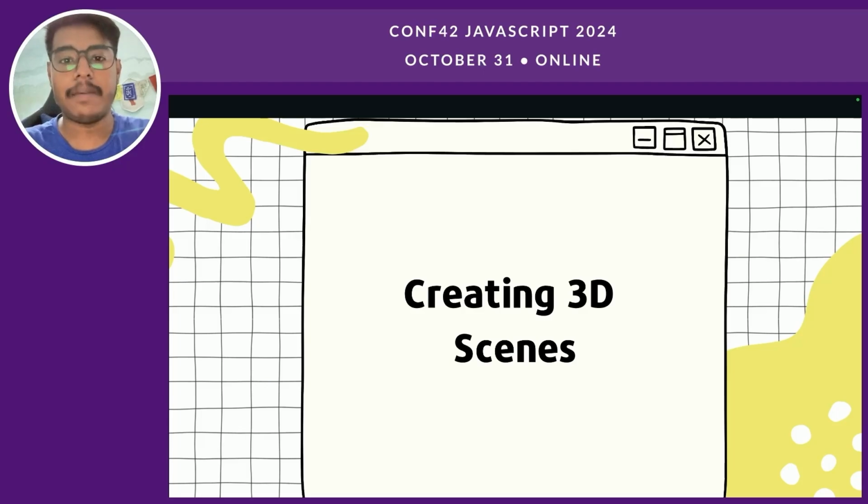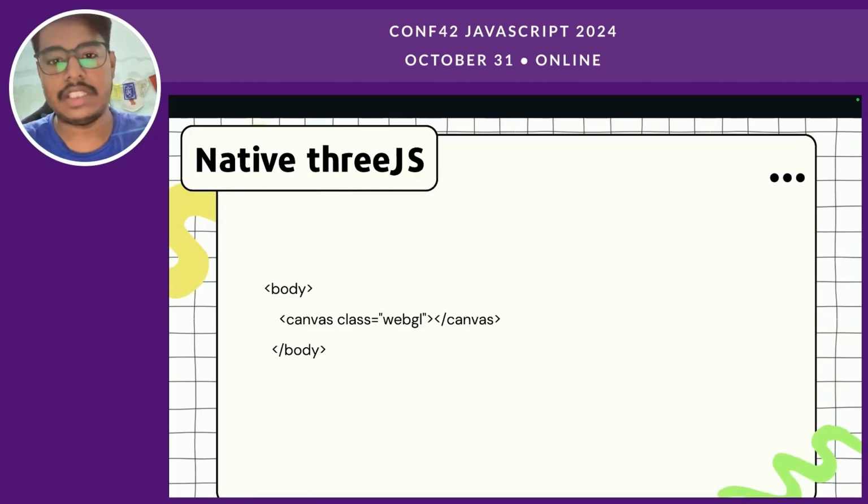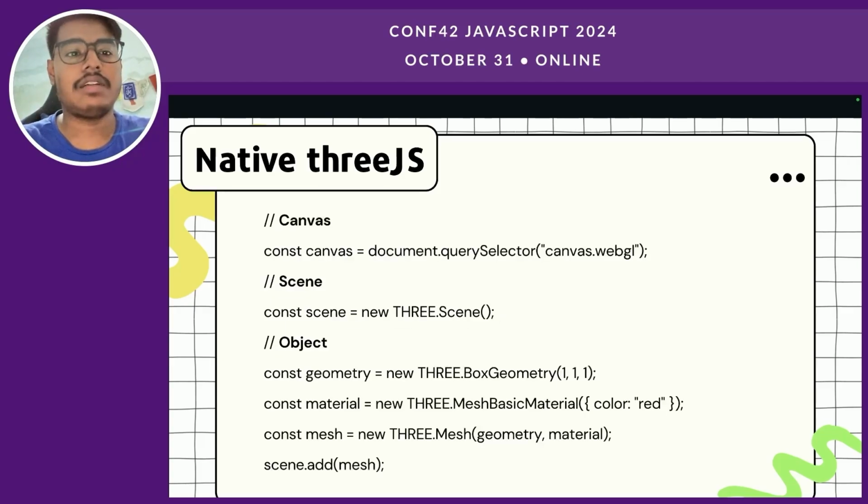So let's proceed. Firstly, we need a simple HTML file where we'll have our body tag. There we'll add a canvas, which, as the name sounds, is like an empty paper where we'll draw our 3D scene. And then I have selected that canvas using document query selector, and I've stored it in a variable called canvas. Then we are adding one scene. Then we have our object. So basically, as I said, an object combines geometry and material.